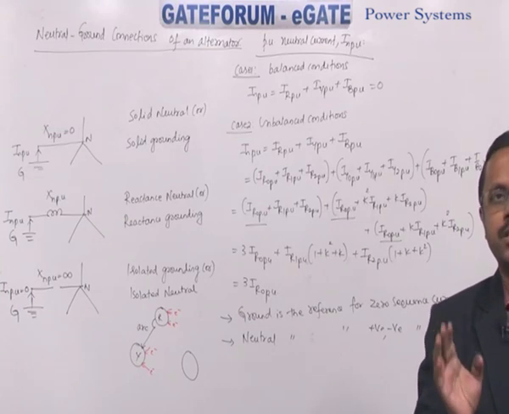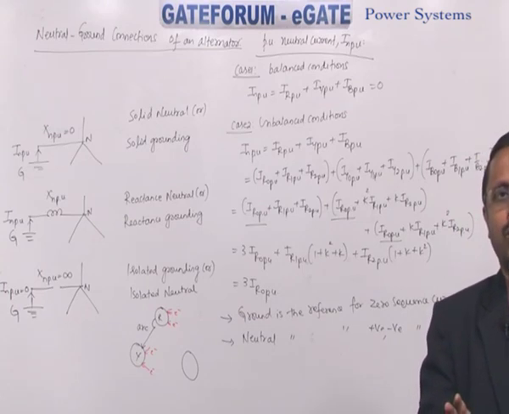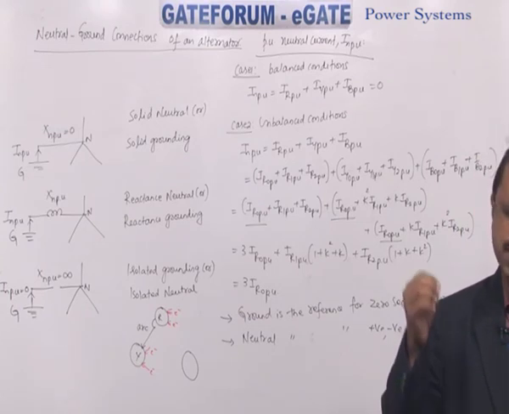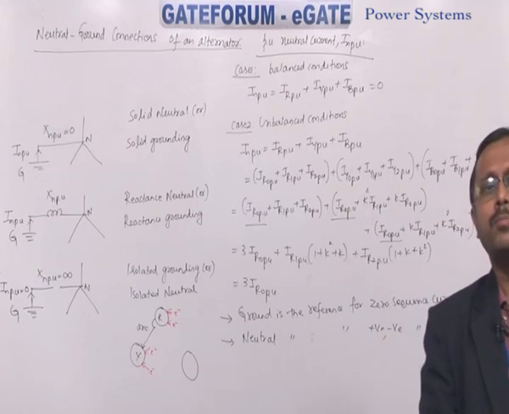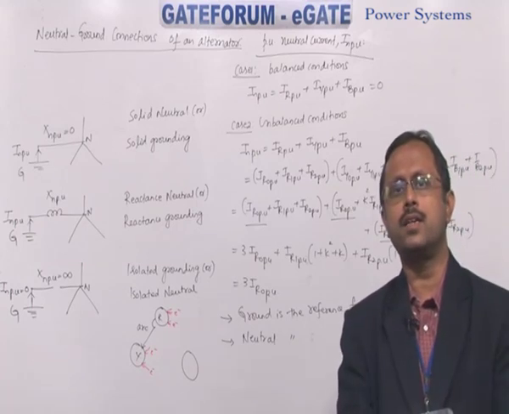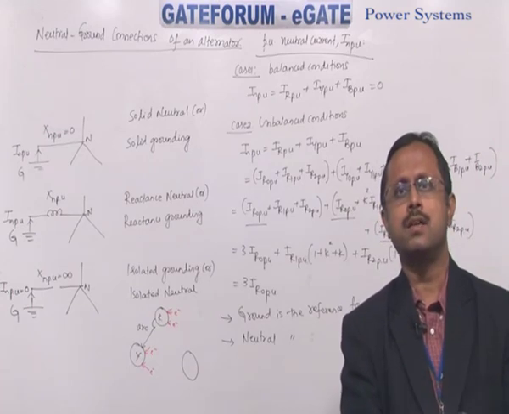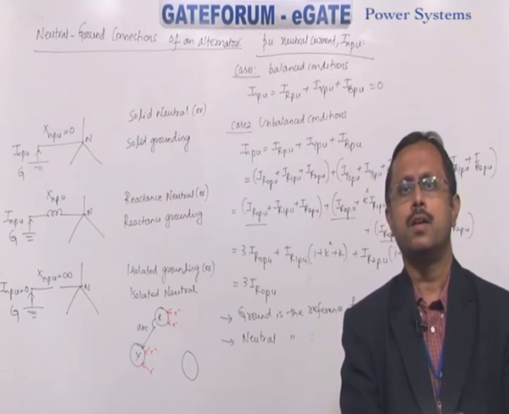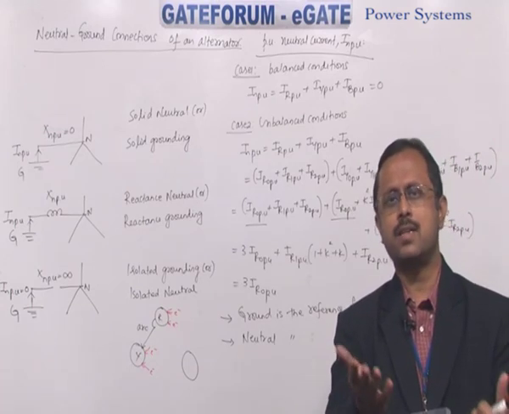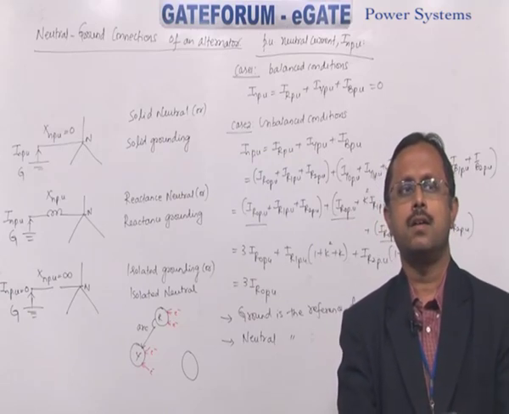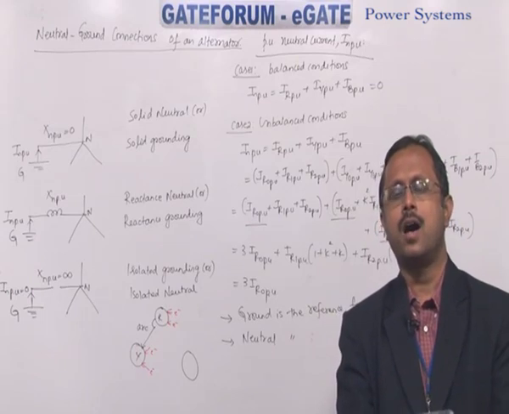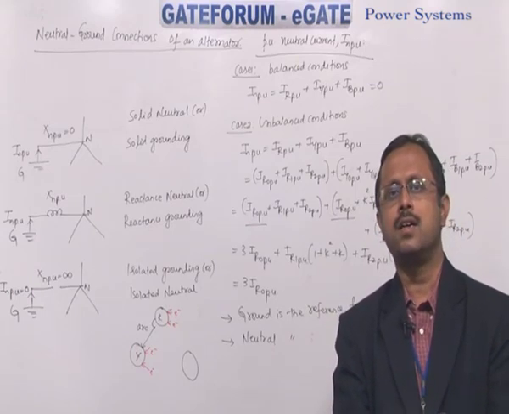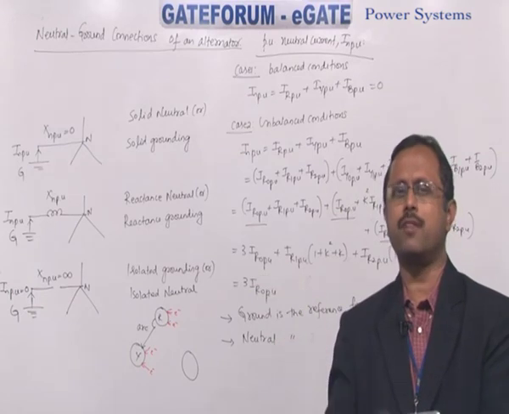Whenever you say the system is unbalanced, it means only load is unbalanced, source is always balanced. And unbalanced currents depend on the reactances, please. Unbalanced currents depend on the reactances, whether positive sequence reactance or negative sequence reactance or zero sequence reactance. Anyway, we discuss them in detail further.